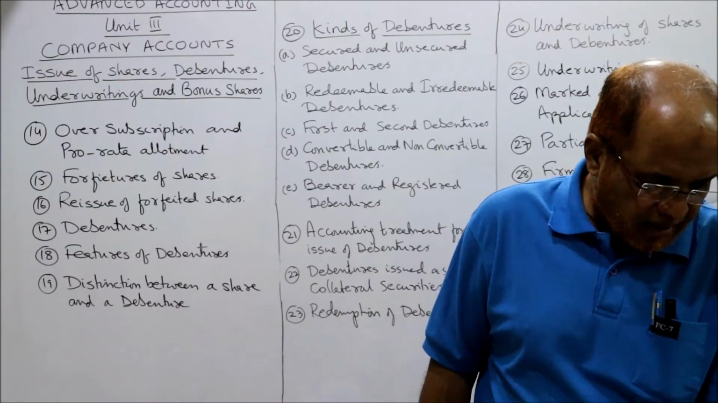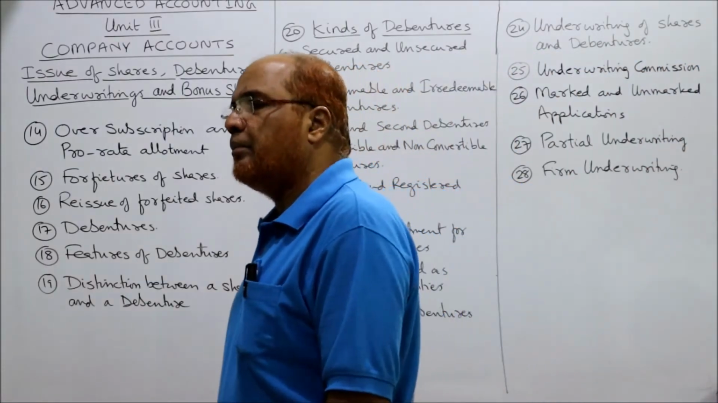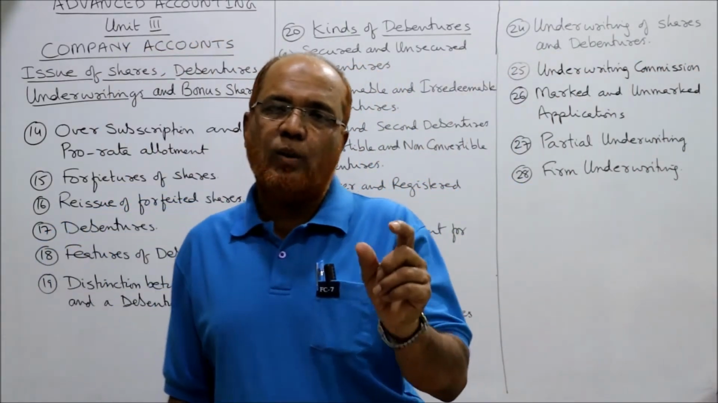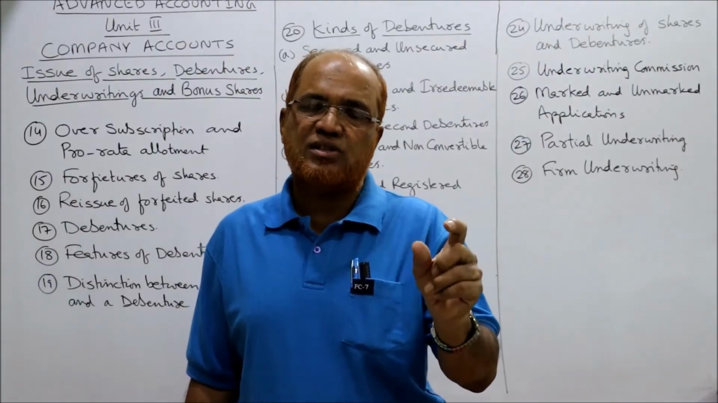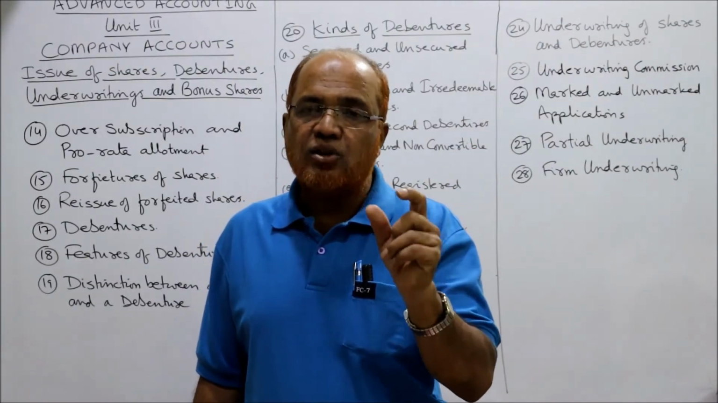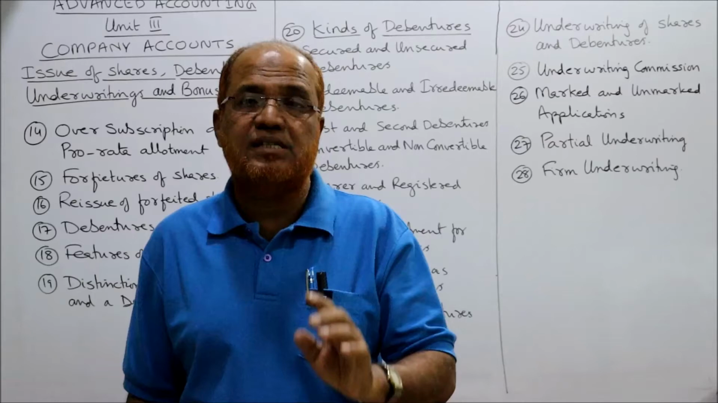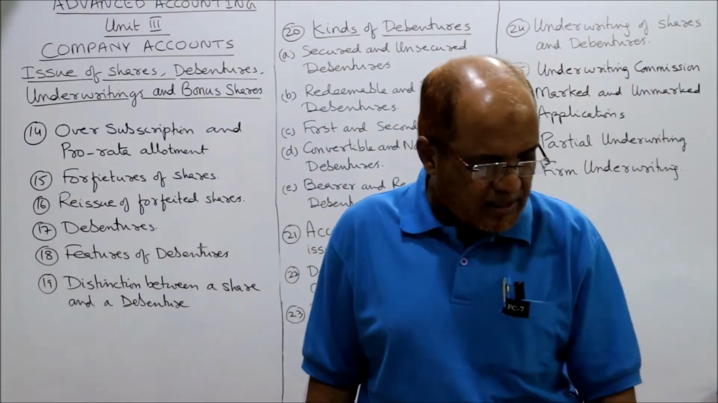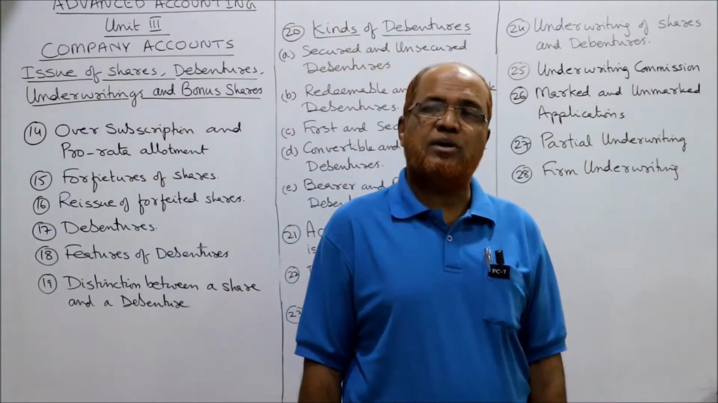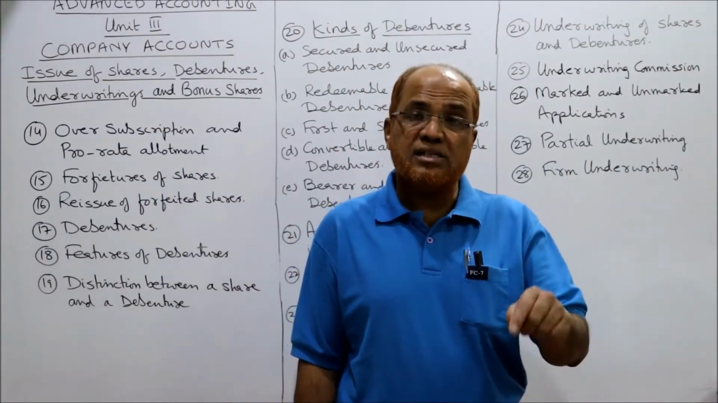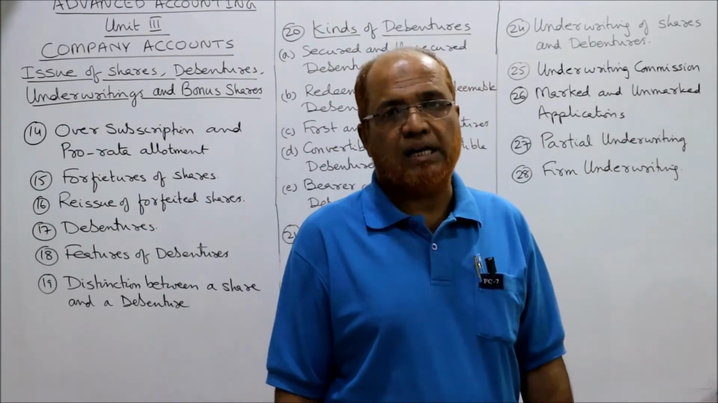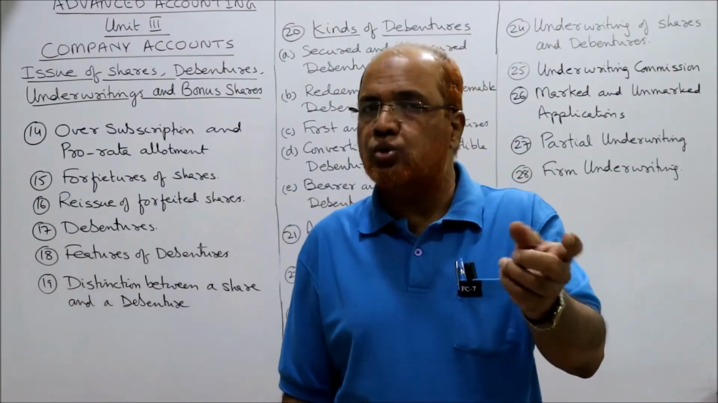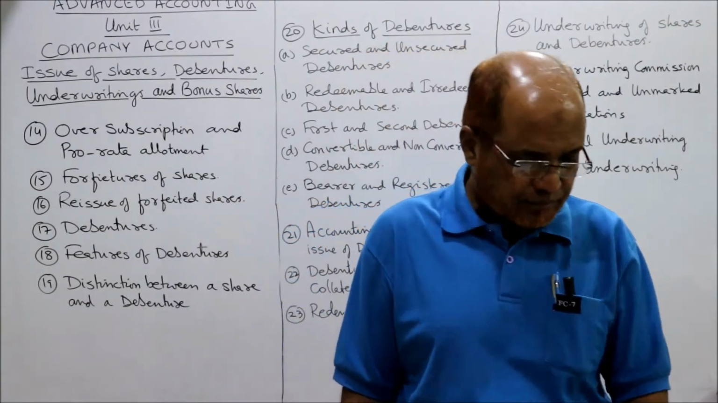Next one is the rate of dividend. The rate of dividend may vary. The equity dividend rate will not be fixed. It will vary. Whereas the rate of interest on debenture is fixed at the time of issue of debenture itself. Next, there is no priority in payment of dividend, but there is priority in payment of interest. Without payment of interest, no dividend can be paid.